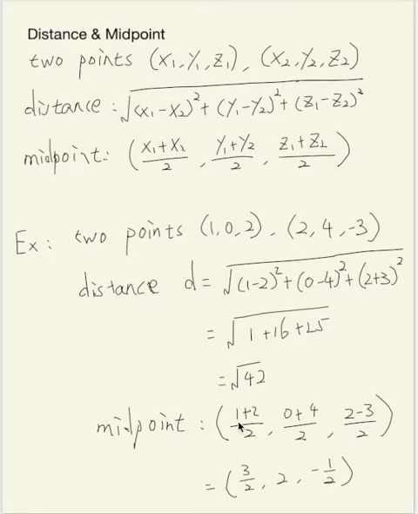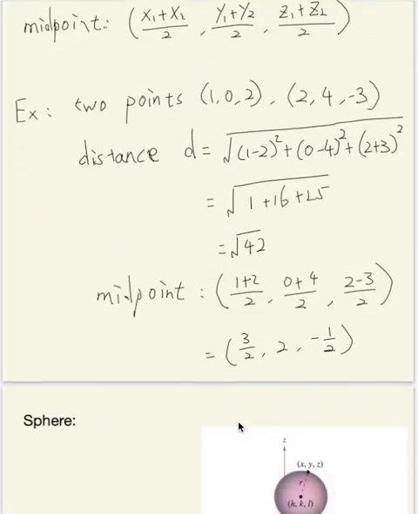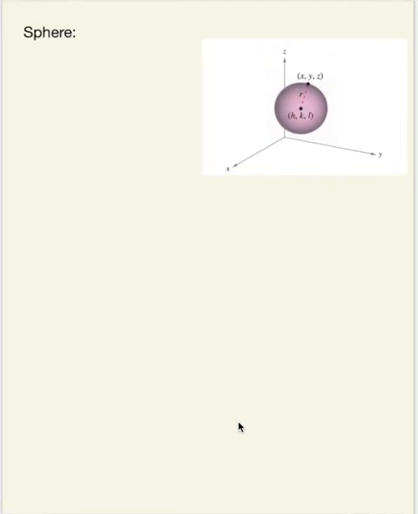Now that we have the formula of distance, we can derive the equation of a sphere. Now, let's look at this diagram. Suppose we have a sphere with center at the coordinate HKL and radius r. What is the equation that describes this sphere? Essentially, the sphere is just all points, the collection of all points that are distance r from the center HKL, right?